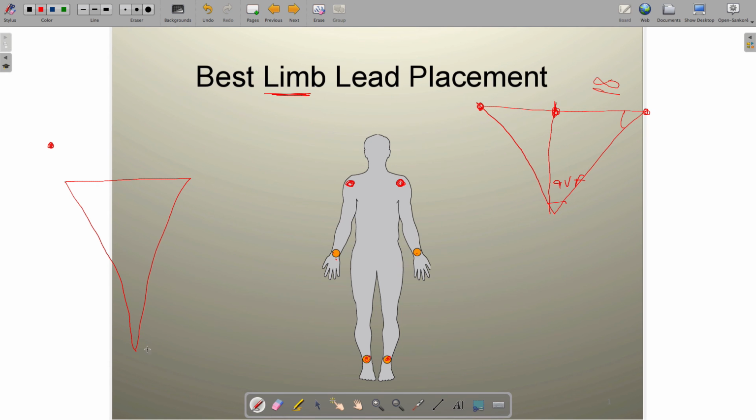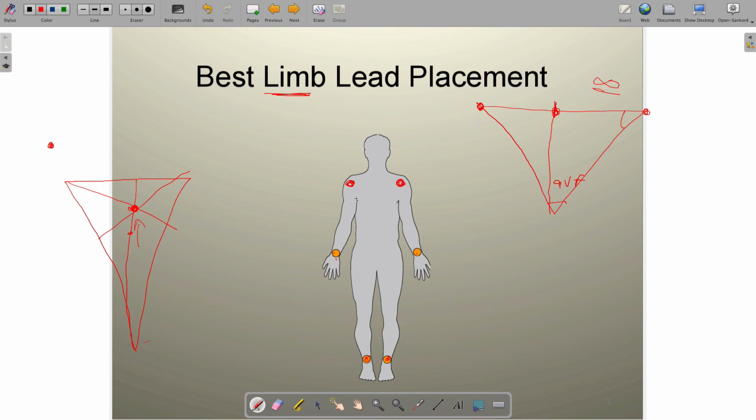And now when we go to calculate Wilson's central terminal, which is the reference point for those other leads, boy, I can't draw today. When we go to calculate Wilson's central terminal for those other leads, and those other leads being AVR, AVL, AVF, V1 through V6, you're going to notice that instead of being right in the center of this triangle, which is what we want, this point has moved up. And all that because we put the electrodes in the wrong place.